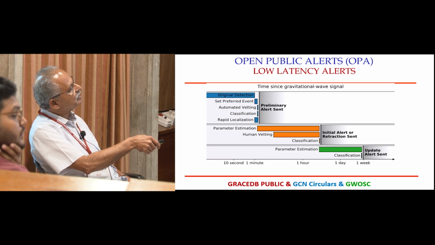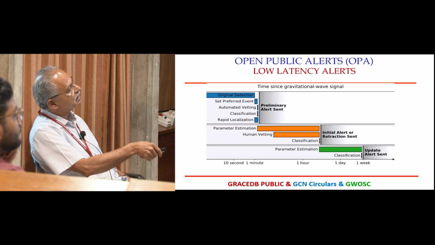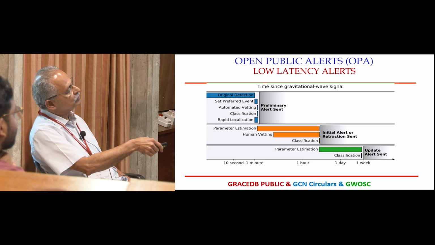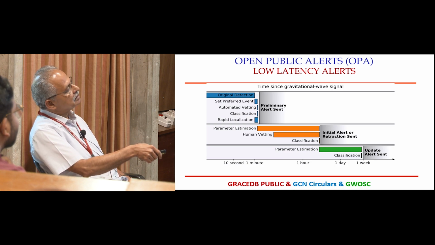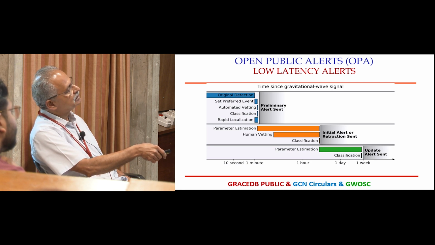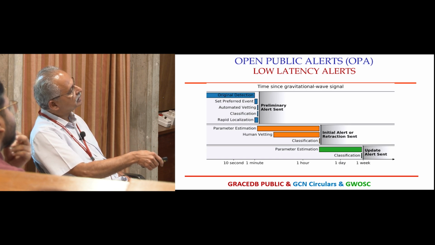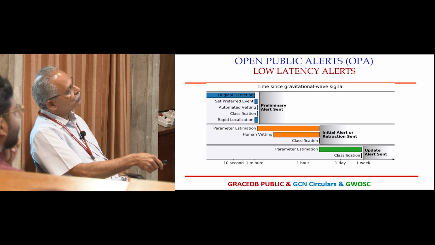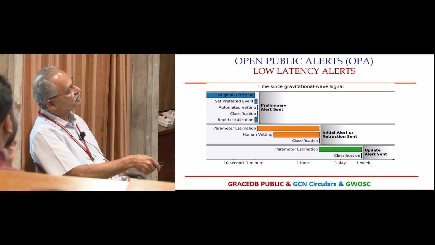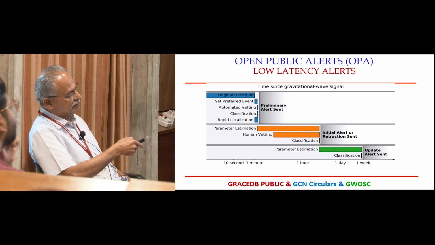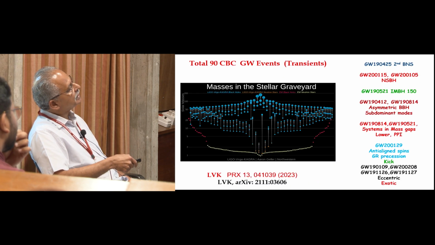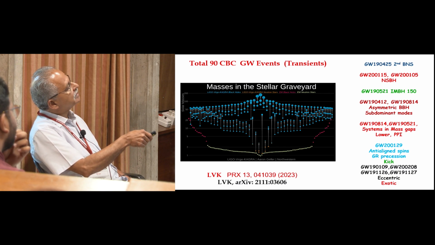And therefore, after the preliminary alert, humans have to look at the data, whether the alert was due to gravitational wave or whether it was due to some instrumentation glitch. So either you retract the alert or you confirm and give more details about the alert. And then you do a more rigorous classification and get the parameter estimation, and finally in a week's time you have more rigorous information about the whole thing. So this was attempted in the third observational run, and at the end of the third observational run we had 90 gravity wave events.